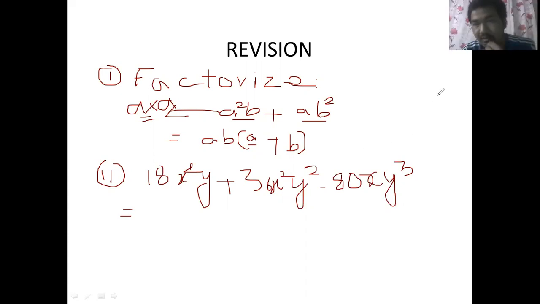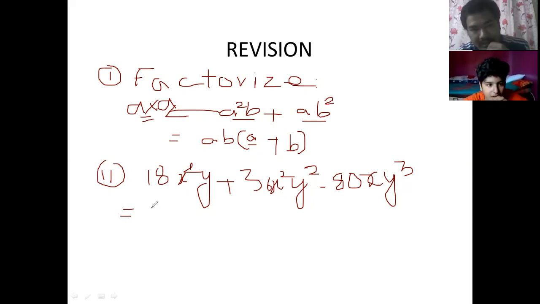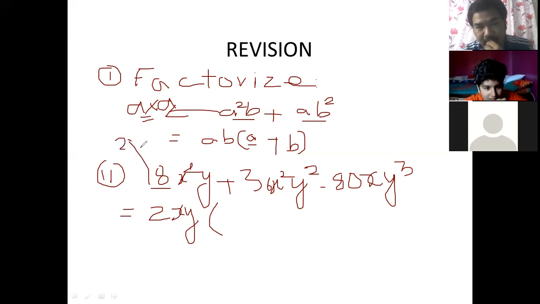First, 2 is common. Yes, 2 common, very good. And xy is also common. Then the bracket. What will you keep in this bracket now? From 18, when 2 goes common, what is remaining? 18 means 2 into 9, so 9 y is remaining. Plus, and 1x also remains, because there was x square, x went common, x is left.